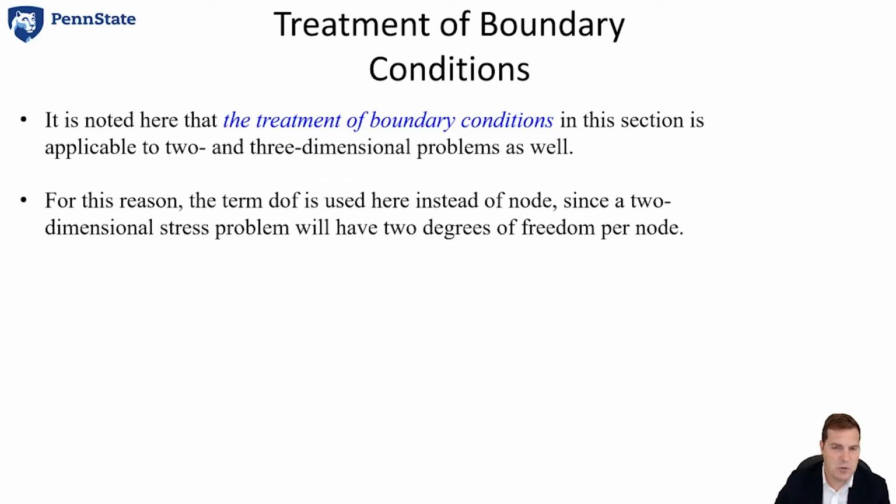A lot of times we'll use the term degree of freedom because one node in 2D has 2 degrees of freedom. It can move in X and it can move in Y, right? So we typically use the term degree of freedom here instead of node. It's easy in 1D because one node only has 1 degree of freedom, but that will be expanded in the future.